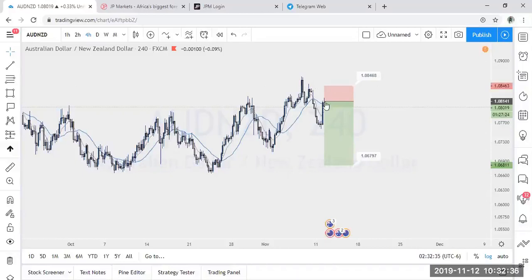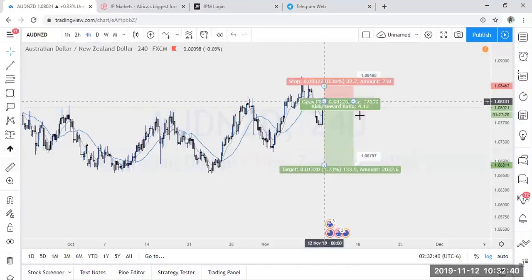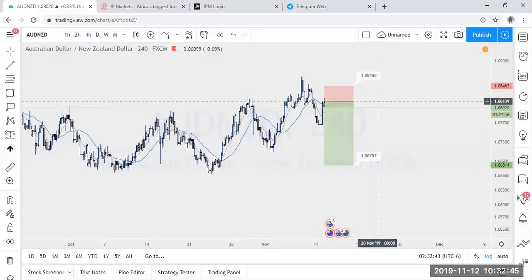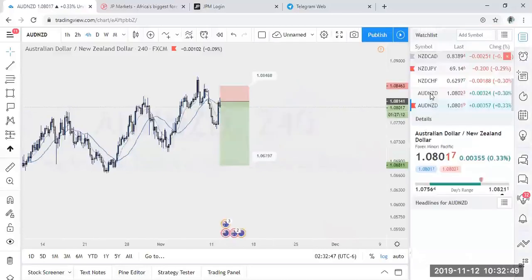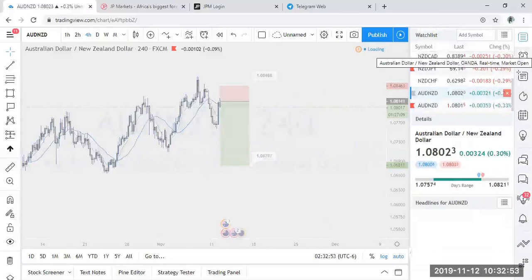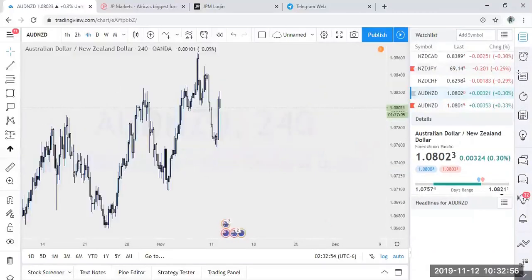Okay, so this is where our entry was over here at the top. As you can see, price is a bit in profit. Let's go to a clear chart. I don't want to miss this one. And then let's take it from there. Okay. So we'll start on the higher time frame as always.